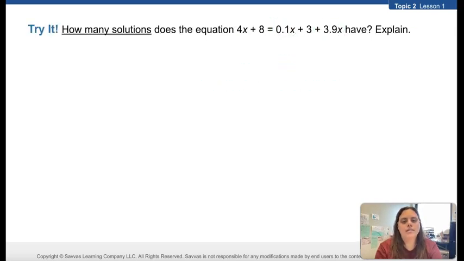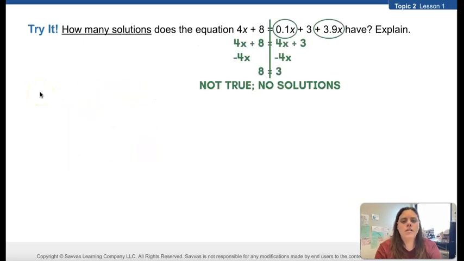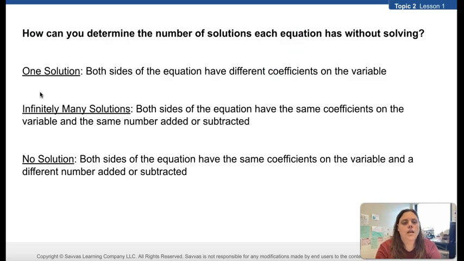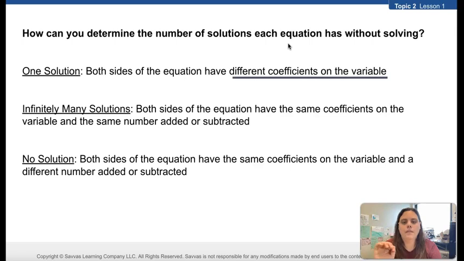When we go back and look at this example, we see here the same coefficient on x, 3x, and they're both adding 15. So they're literally the exact same. That is how we know that there are infinitely many solutions. And we will know that there are no solutions because both sides of the equation will have the same coefficient, but a different number added or subtracted. Here we both have 4x, but we have 8 being added and 3 being added. So I know before solving it that this is going to be no solution.